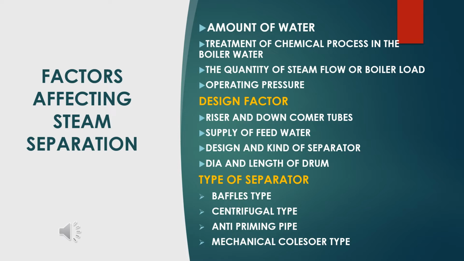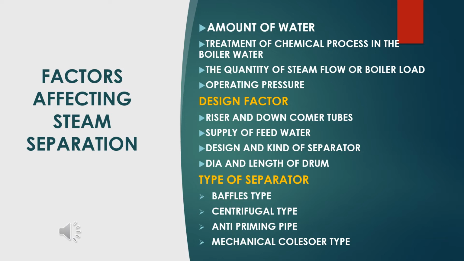You should design a boiler according to your steam production, which type of steam you want to produce. You want to produce LS, or you want to produce HS, so the dimensions of the boiler should be within the range. The types of separator which are commonly used are baffle types, centrifugal types, anti-priming types, and mechanical coalescer types. I will show in the next slide the pictures of baffle type and centrifugal type steam separators. All these steam separators are used to separate the moisture content from the steam.